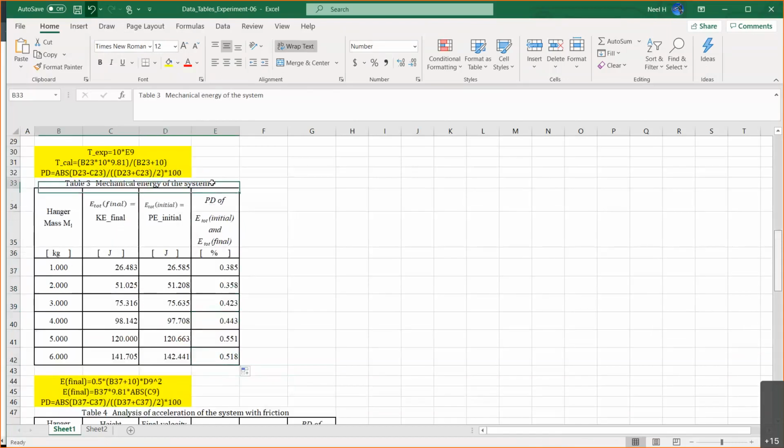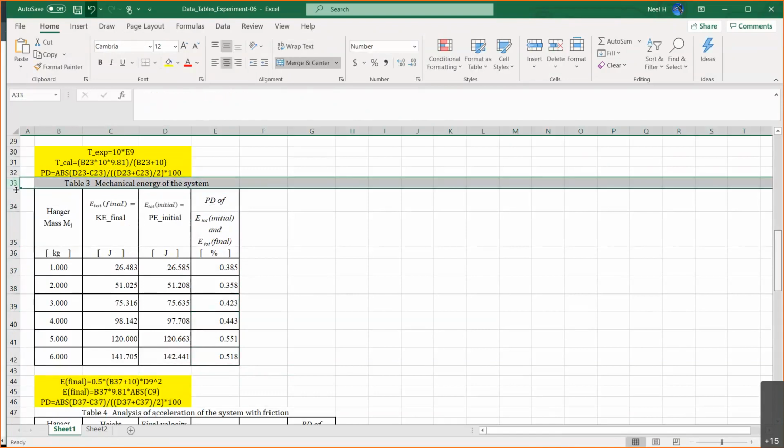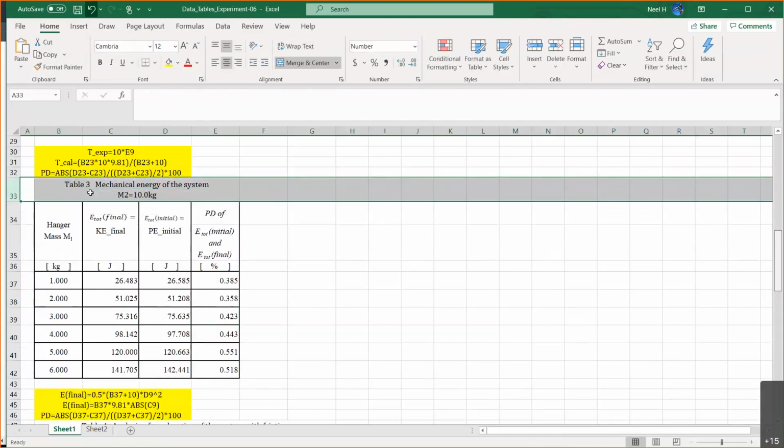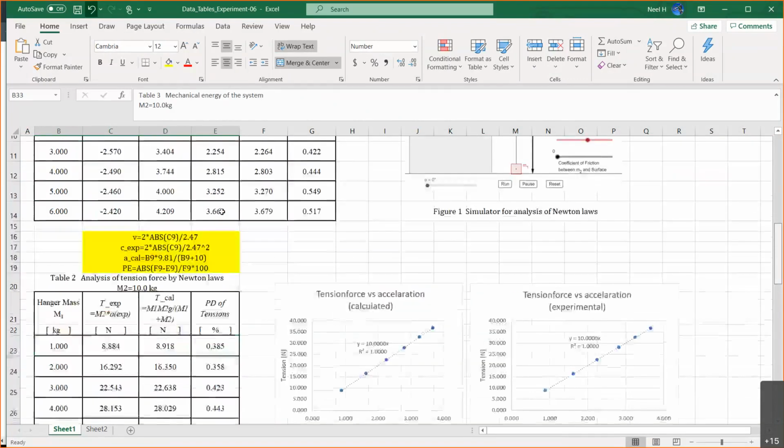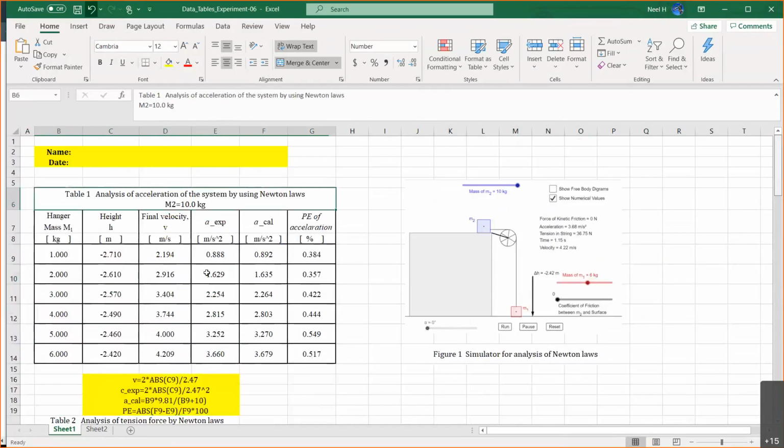Okay, you can actually add the information of mass M2 remaining the same, 10.0 kilogram, onto the table because that's information which we actually need. Okay, that I add into here and also I add into there.